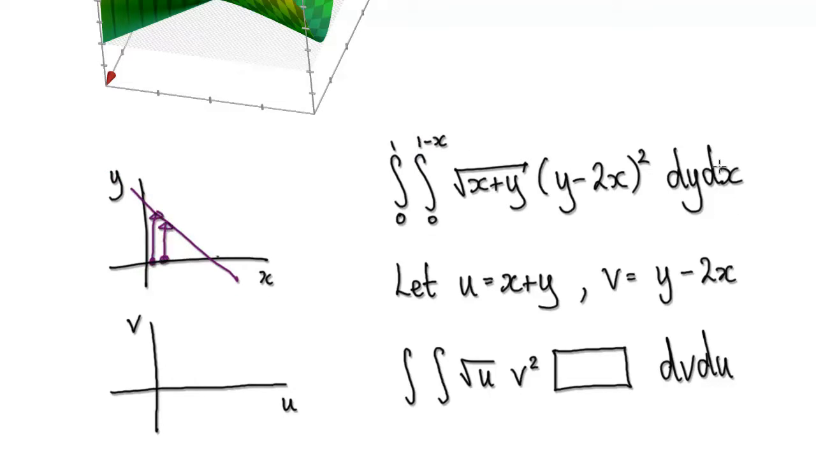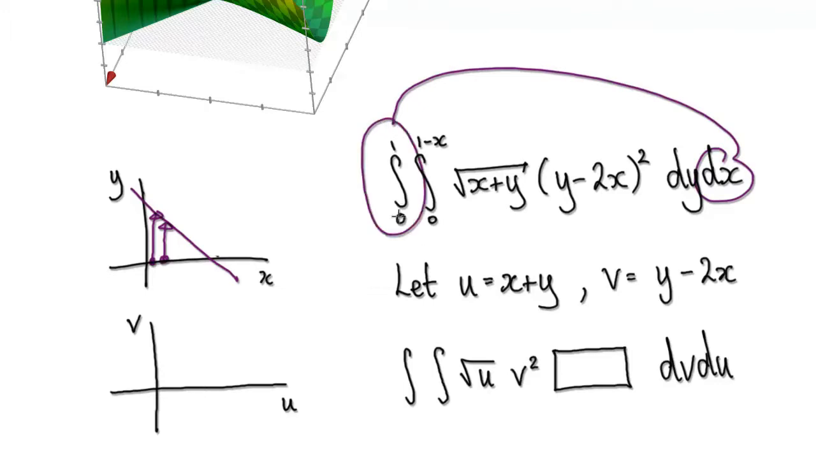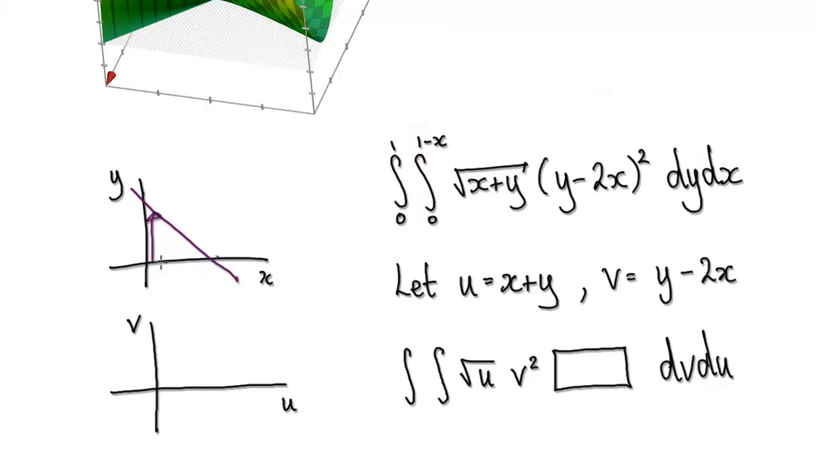And looking at the outer integral, you're scanning from x equals 0 to x equals 1. So x equals 0 is here, x equals 1 is here. So you're actually doing this. You're scanning from x equals 0 to x equals 1. So this is our region.